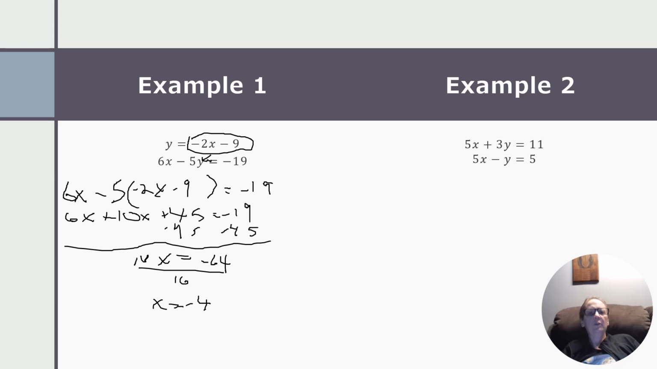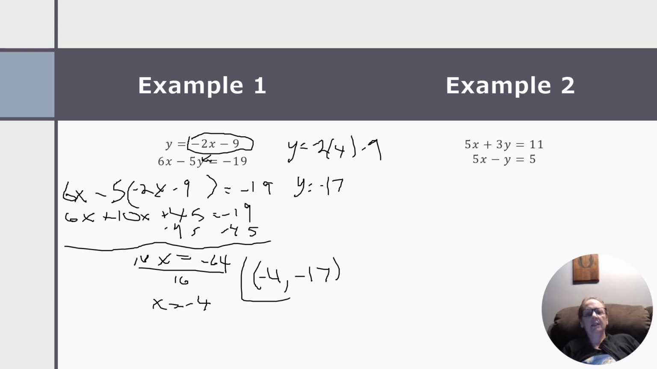Now we're going to take that value back up to this original equation that was solved for y. So we have y equals negative 2 times x, which is negative 4, minus 9. And then you can just figure that out. So negative 2 times negative 4 minus 9 is negative 17. So now my final step is to write this as an ordered pair, which would be the x coordinate first and the y coordinate second. So negative 4, negative 17 is my answer to this first problem.